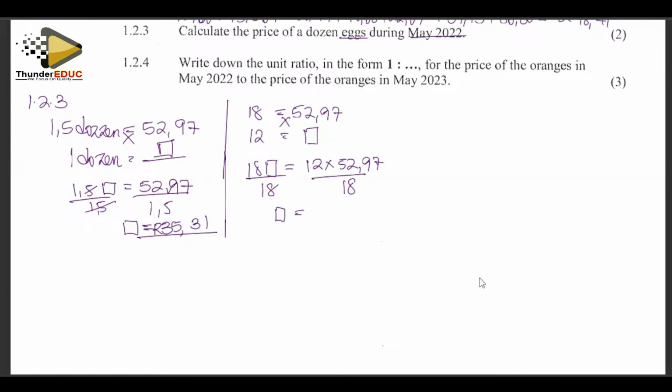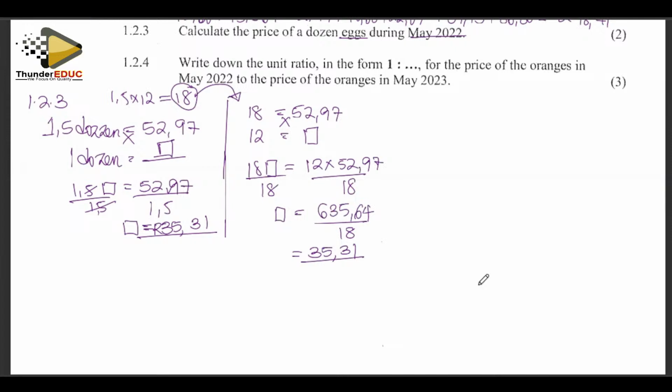12 times 52.97. You have 635.64 divided by 18. Still you have the same answer. Where did I get the 18? Because we see 1.5 dozen. And because a dozen has 12 items, if you multiply it, you get 18. That's how I got 18.